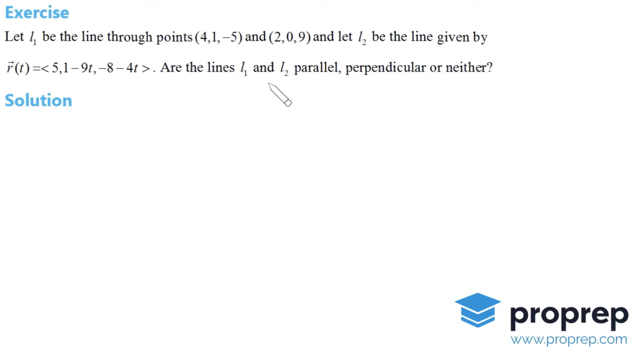Now the most useful thing we can do for either the parallel or the perpendicular is to find direction vectors for each of the lines. For L1, let's say that the direction vector is V1. Actually, I shouldn't say the direction vector, a direction vector, because there's infinitely many. Anything times a scalar will still be a direction vector. But the easiest direction vector to find is the displacement vector that would take me from this point to this point.